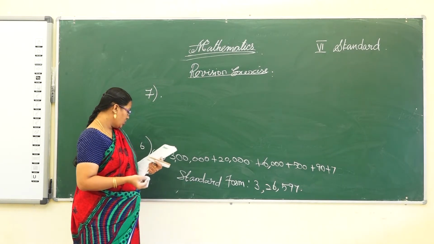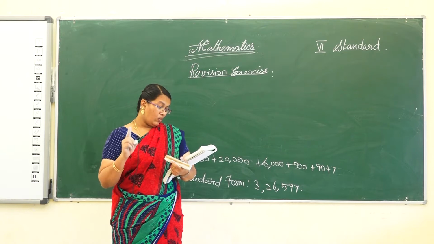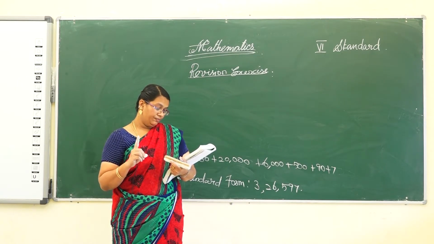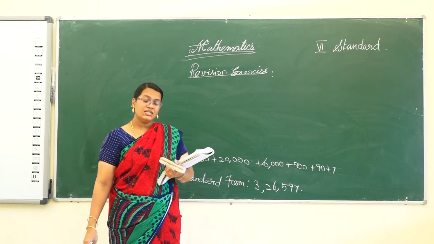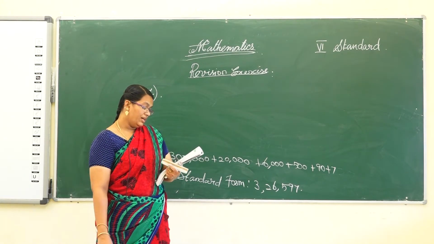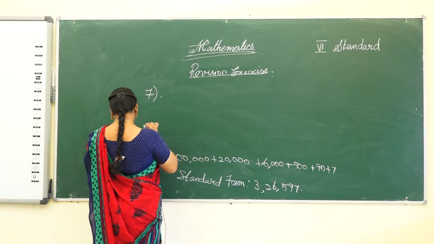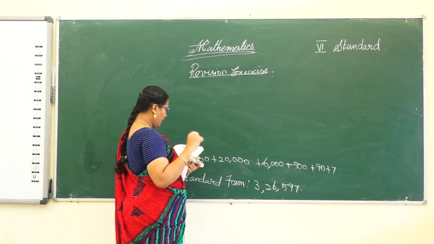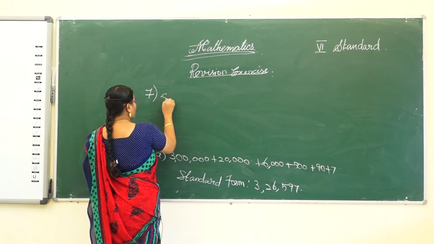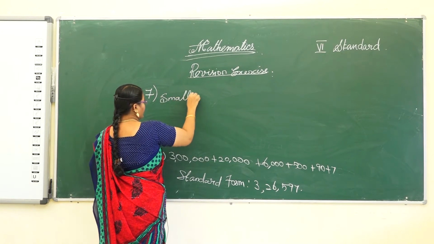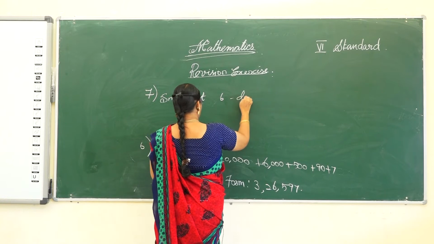In each case, use all the digits only once to form the smallest 6 digit number. Smallest 6 digit number. So how can you write the smallest 6 digit number?